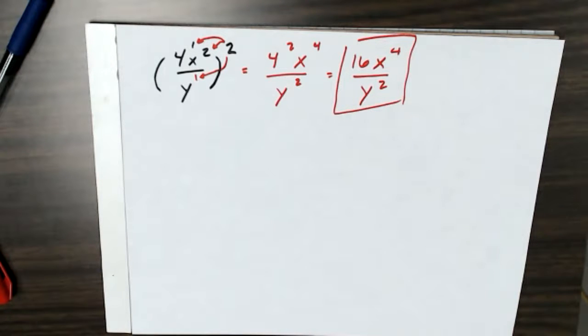No repeating bases, right? 16x and y, and no negative exponents. So we're done simplifying. Kind of neat. Questions before I go on to the next example?